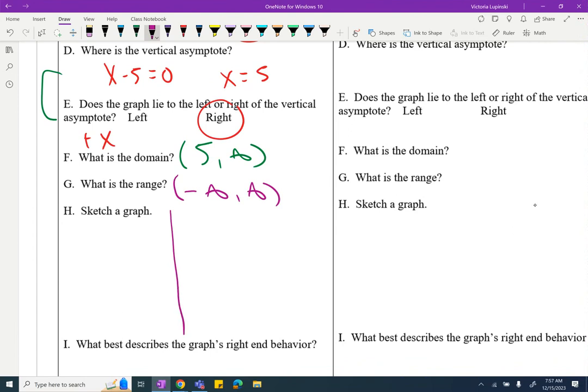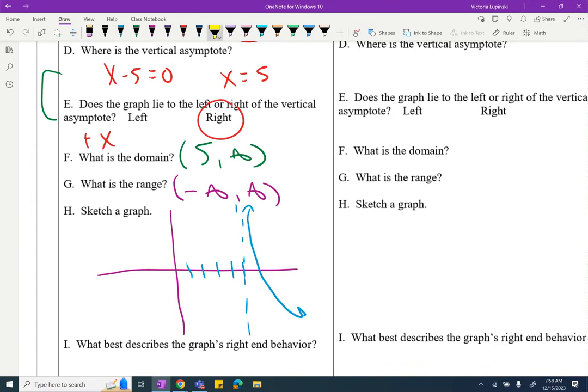And then sketch a graph. So again, here's what we know so far. We know that there is a vertical asymptote at 5. So draw yourself x equals 5. We know that it has to be to the right, and we know that it has to be decay. So the only way that all of those things can be true is if the graph looks like this. Again, if it would make you more comfortable to have points on it, you can go ahead and find those points.